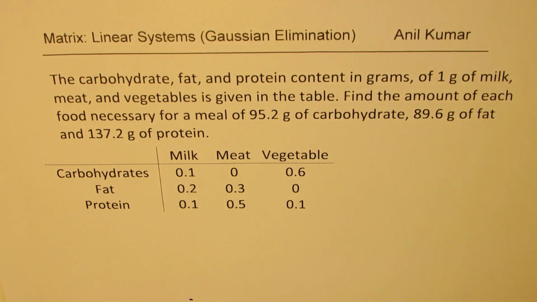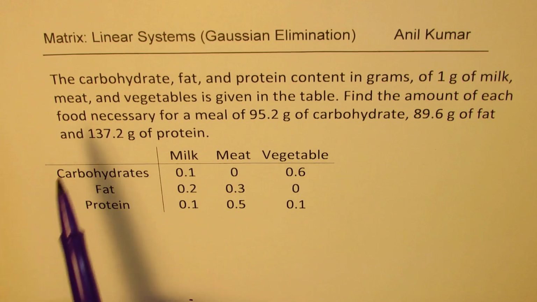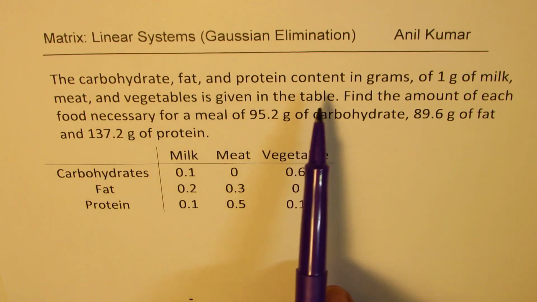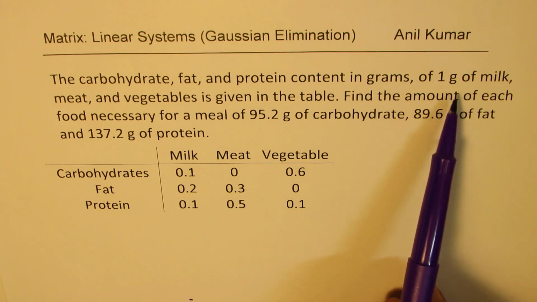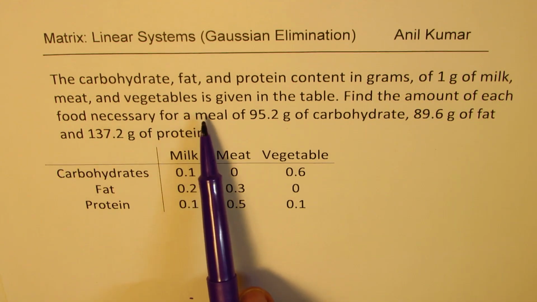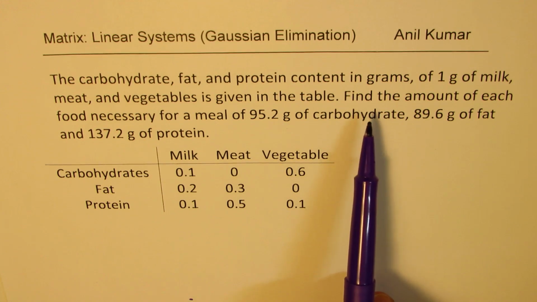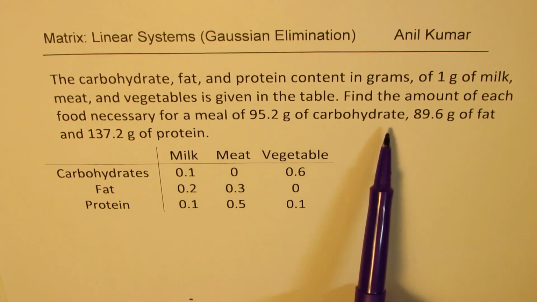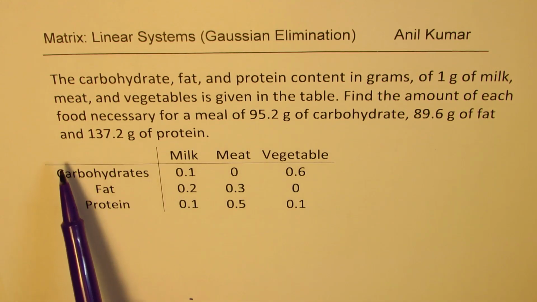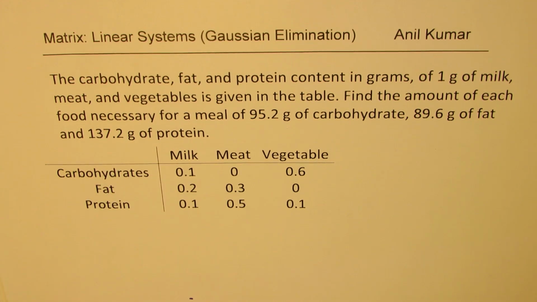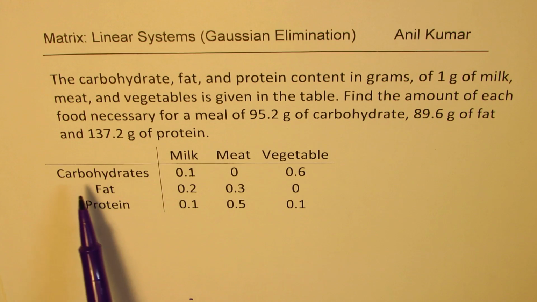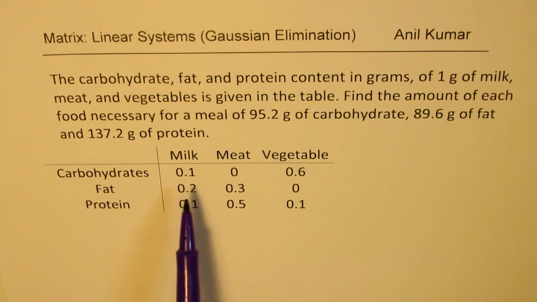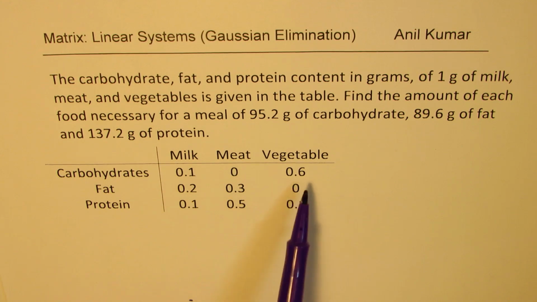We'll use the Gaussian method of elimination to solve a system of linear equations in this example. The question is: the carbohydrate, fat and protein content in grams of 1 gram of milk, meat and vegetables is given in the table. Find the amount of each food necessary for a meal of 95.2 grams of carbohydrates, 89.6 grams of fat and 137.2 grams of protein. For carbohydrates, it is 0.1 in milk, 0 in meat and 0.6 in vegetable.